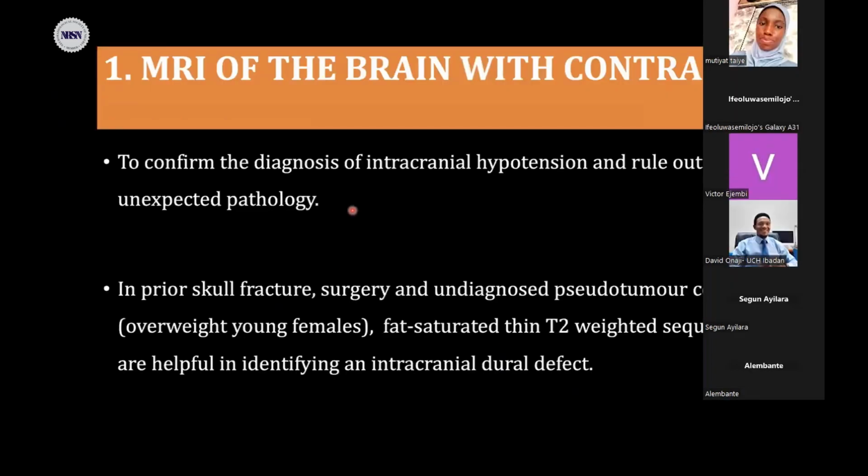So with MRI of the brain, you want to confirm the diagnosis as well as exclude other essential pathologies. You want to rule out any lesions that may be confounding the symptoms of these patients. It's essential to do a fast saturated T2 weighted image, because this helps to limit the false localizing signs that can be seen on the T2 weighted images.